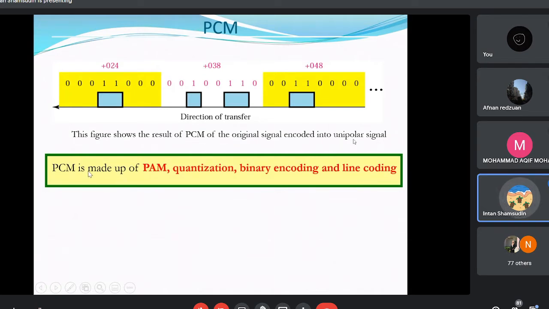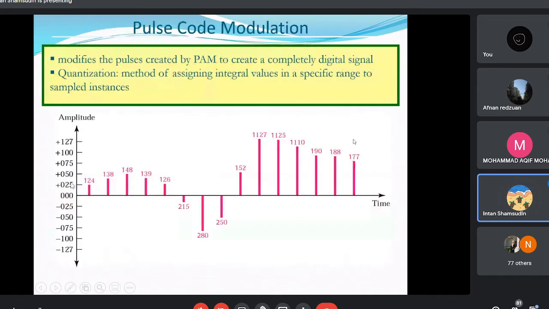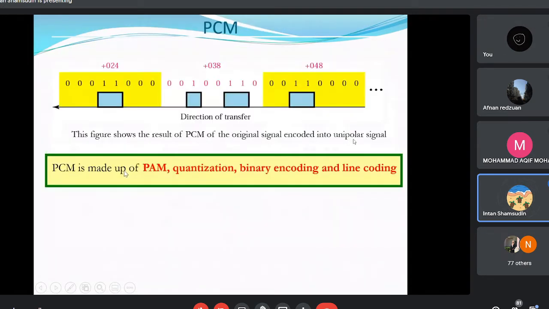line coding. PCM is made up of PAM, quantization, and binary encoding, the one we did earlier. This one is binary coding, and then encoded into a unipolar signal. The unipolar signal we did in line coding, the first one, which only has value 0 and positive. You can refer to that. So this one we encoded only the first 3: plus 24, plus 38, plus 48. Right. When there is a 1 for unipolar, as we learned, 1 is positive, right?